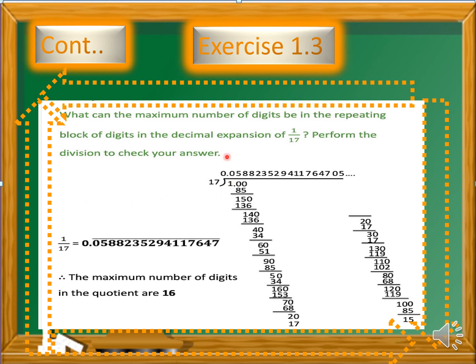So this shows that this decimal expansion is going to be repeating, and the maximum number of digits in the repeating block is 16. You can take the quotient separately, and if you count, you get the number 16. After the decimal only we have to count. 1 2 3 4 5 6 7 8 9 10 11 12 13 14 15 16. So we get 16 digits in the quotient, so that is the answer.